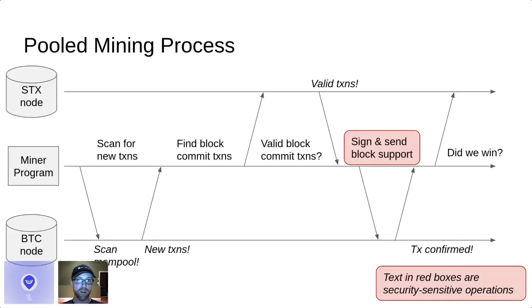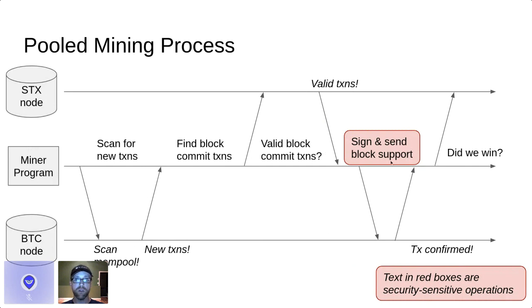So in pooled mining, here's how this works from a protocol standpoint. What your miner program does is it scans the Bitcoin mempool for new transactions, and then it looks for ones that just happen to look like block commit transactions. To verify that they're potentially valid block commit transactions, you just ask your Stacks node, hey, will these be accepted if they are in fact committed in the next Bitcoin block? And your Stacks node will tell you yes or no, or it'll just give you a filtered list of the ones that are potentially selectable.